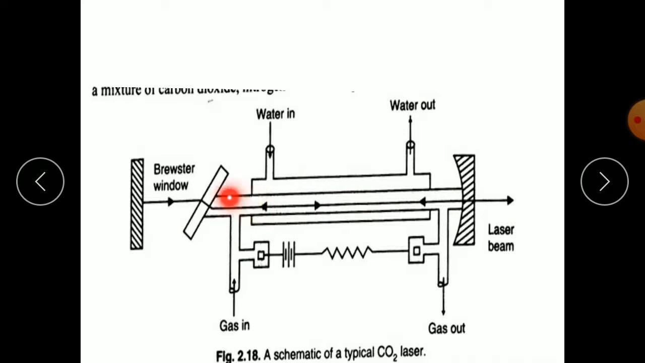This is a tube of about 26 centimeters in length and having an area of cross section of 1.5 centimeter square. This tube is filled with three different types of gases: carbon dioxide, nitrogen and helium. The mixture of these three gases in the proportion of 1:4:5 is filled inside this tube, and that we have seen in the last video.